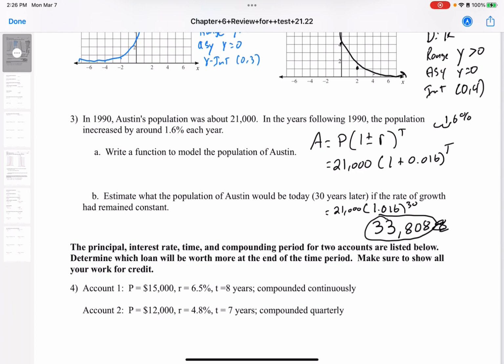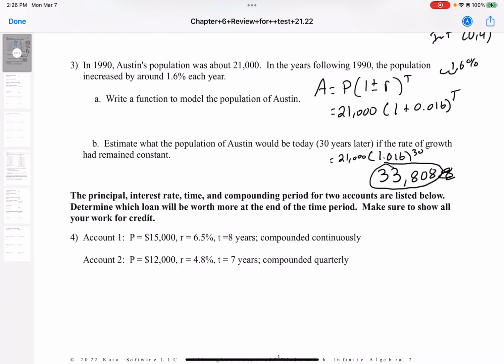Question number 4. The principal, interest rate, and compound period for 2 accounts are listed. Determine which loan will be worth more at the end of the time period. Make sure you show all your work. So we've got the first one is compounded continuously, and the second one is compounded quarterly. So for compounded continuously, it's A is equal to P times e to the rt. So I'll do this one on this side.